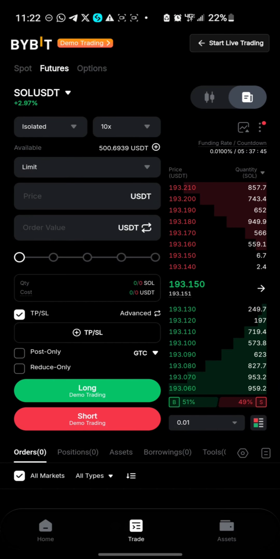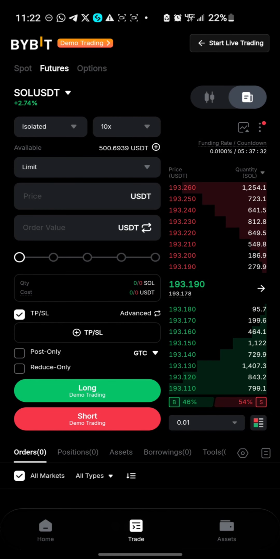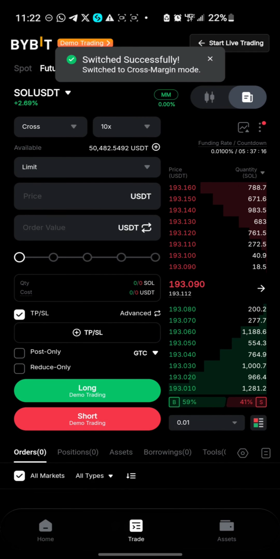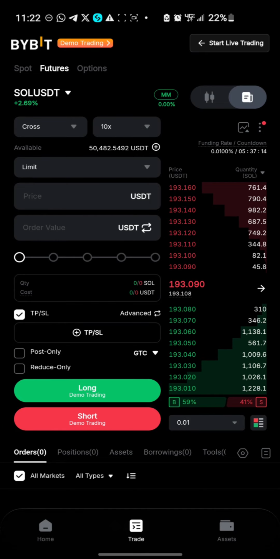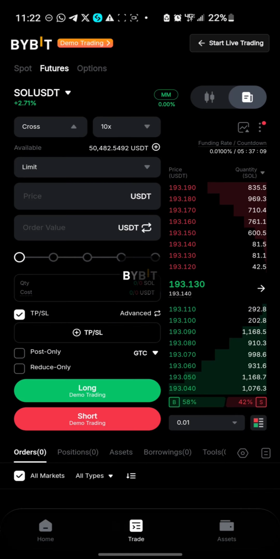After that, the next thing you have to know is whether you are using isolated or cross margin for your trade, and what do we mean by isolated and cross margin? When you are trading with isolated, that means you are trading with some portion of your portfolio. The exact amount you are trading with is the exact amount that will be used to place the trade. But when you are trading with cross, that means you are trading with all the amounts in your account. Do you guys understand? All the amounts in your account, that's what you are trading with. For the sake of this video, I'll be using isolated for now.